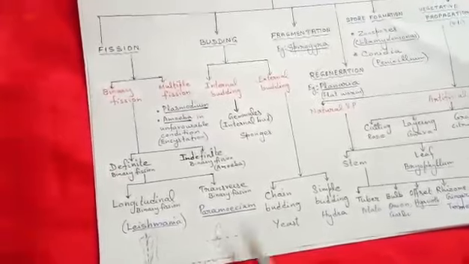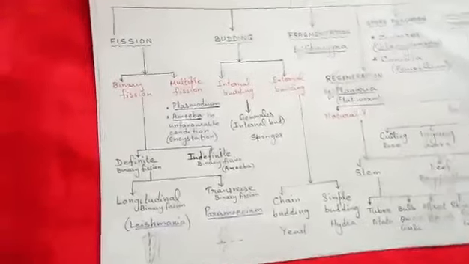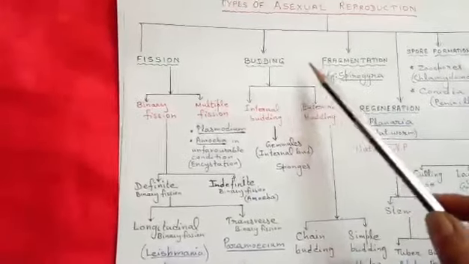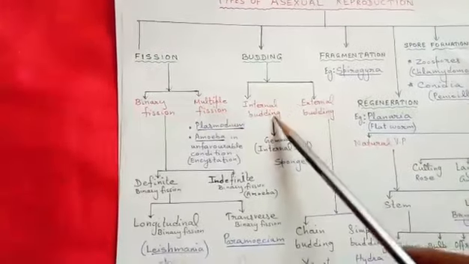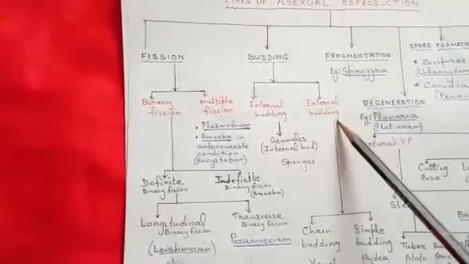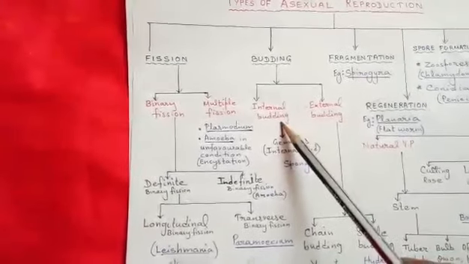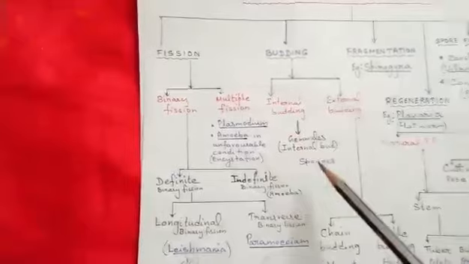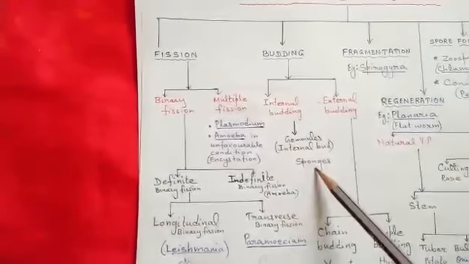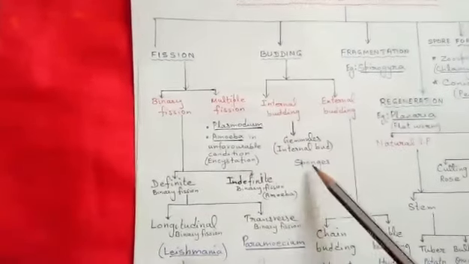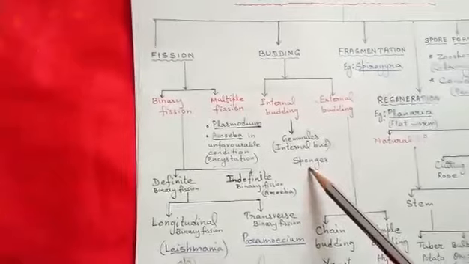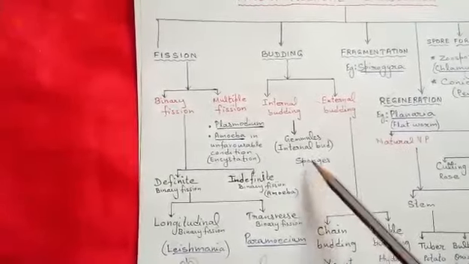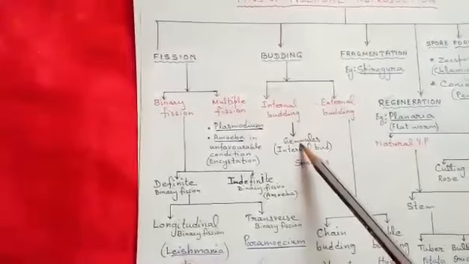Now let us see the next type, that is budding. Here there are 2 types, internal budding and external budding. Internal budding is a new term for you, where it can be seen in the sponges. Sponges you have learned, which come under phylum Porifera. And these internal buds which form inside the sponges are called gemmules.